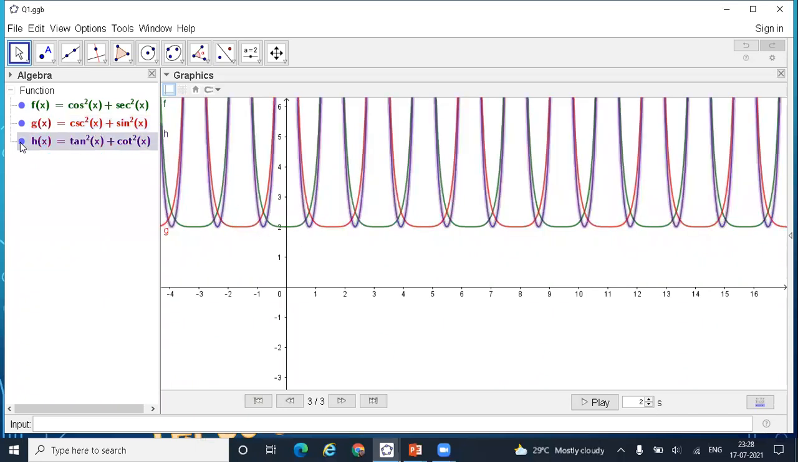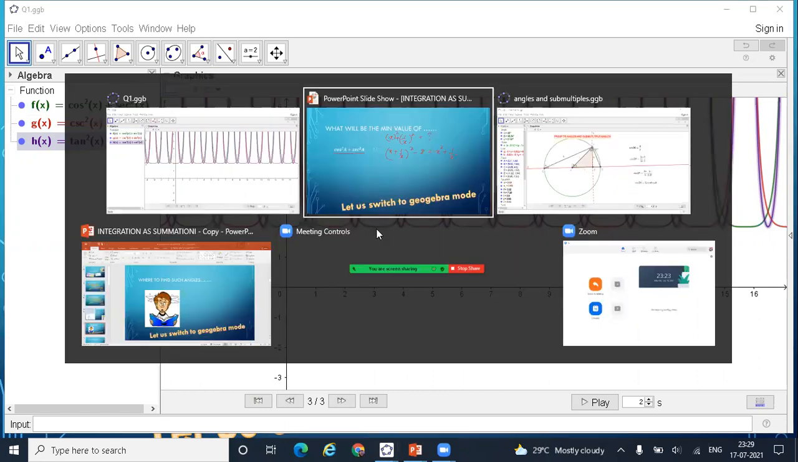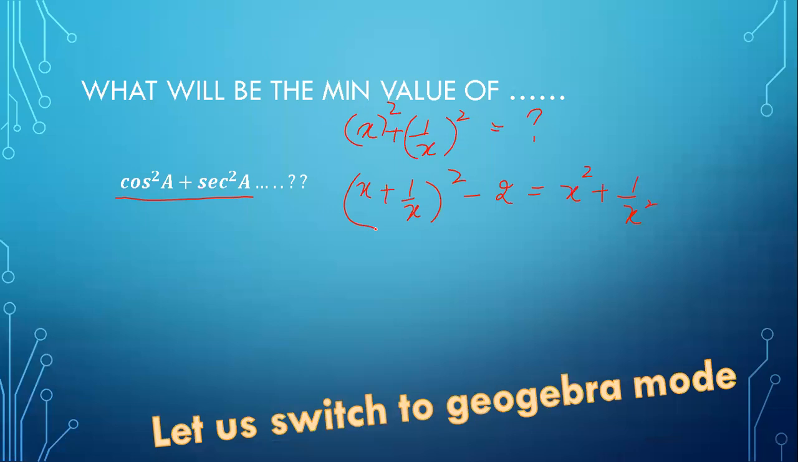The graphs can look different, I mean, the shape is different, but concentrate upon the minimum value. For tan and cot, it is also 2. So that was one interesting problem I felt. It has nothing to do with trigonometry. This is a question which is more of algebra.